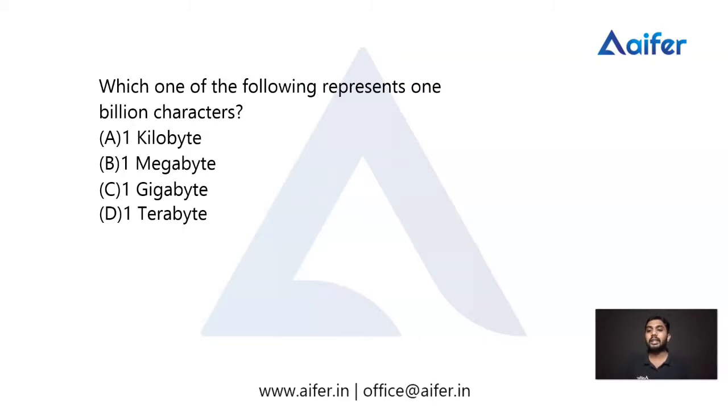The first question is, which one of the following represents 1 billion characters? We have been given 4 options. Option A, 1 kilobyte; option B, 1 megabyte; option C, 1 gigabyte; and option D, 1 terabyte. Out of these 4 options, which one represents 1 billion characters? We have to choose that.